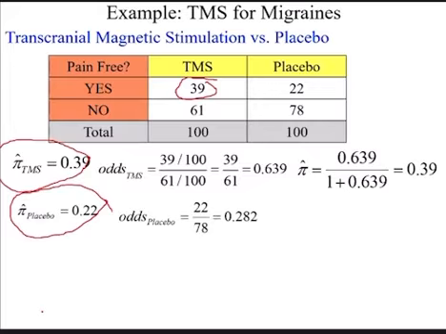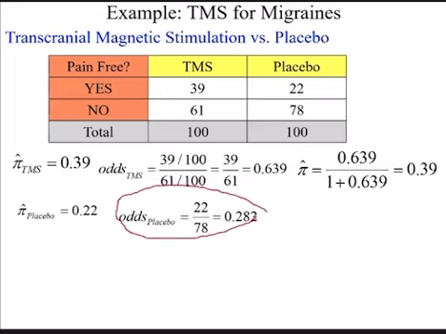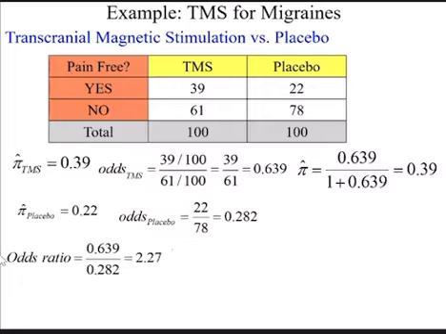After that, I will also do the odds for the placebo. Take a look at this. The odds for the placebo. I do the odds for the TMS. And at the end of the day, I'm going to do a general odds ratio: odds for placebo, odds for the treatment, and I'm getting 2.27 now.